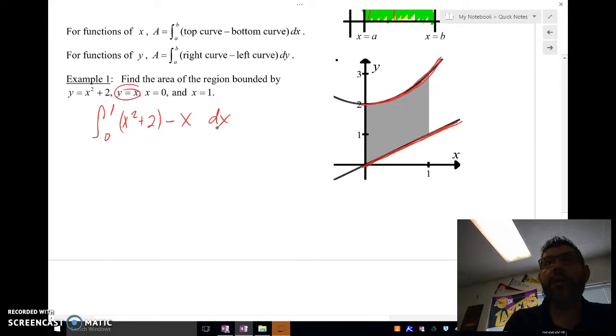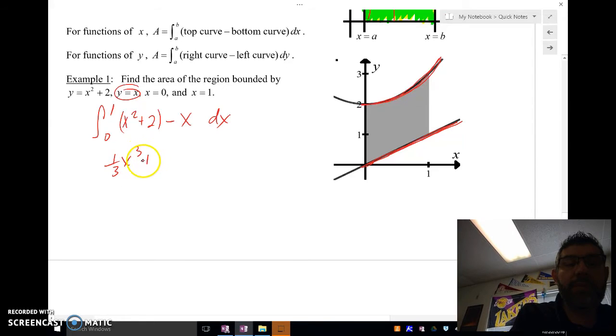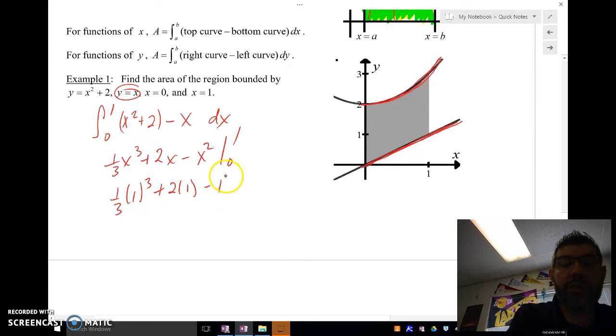So all I'm going to do now is solve that out. So that's 1/3 x cubed plus 2x minus x squared evaluated from 0 to 1. So 1/3 times 1 cubed plus 2 times 1 minus 1 squared, minus 0, but if I plug in the 0, I'm just going to get 0. Okay.